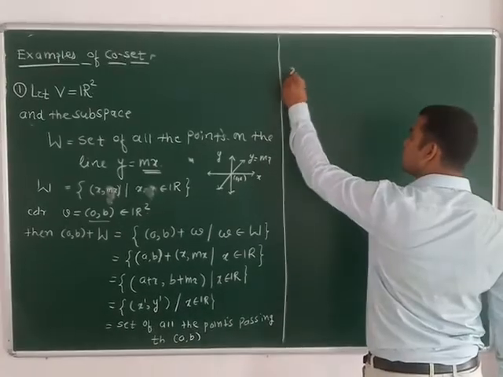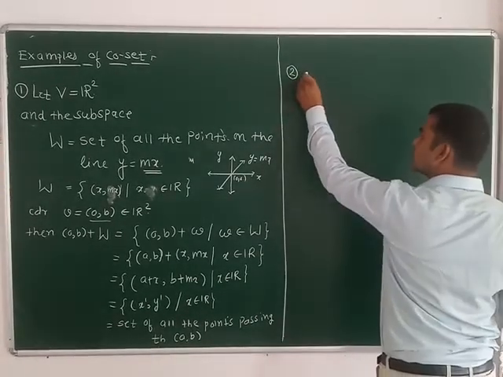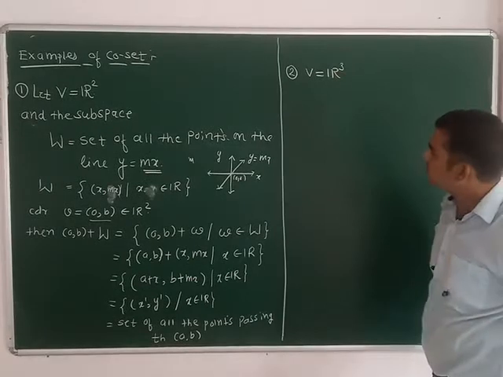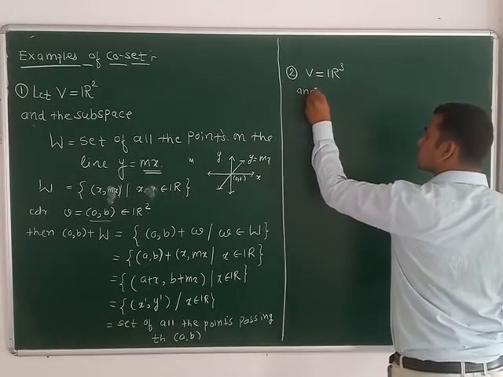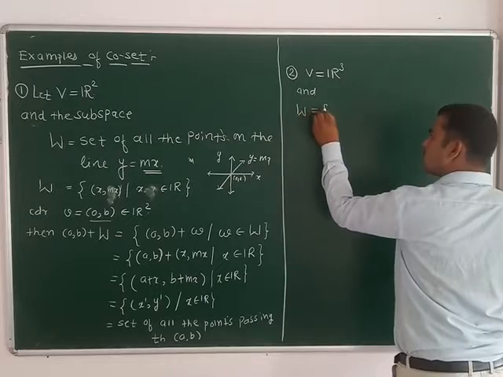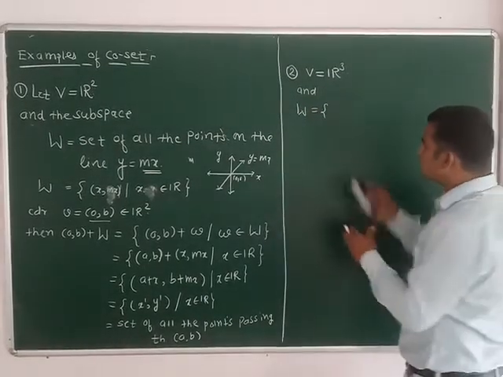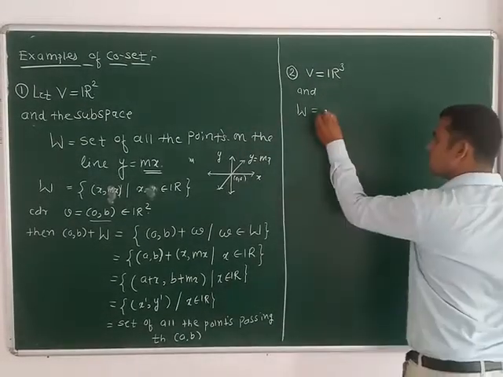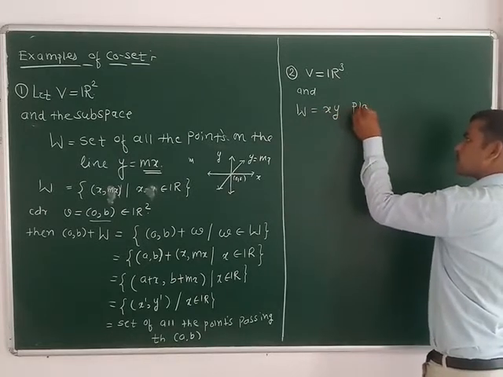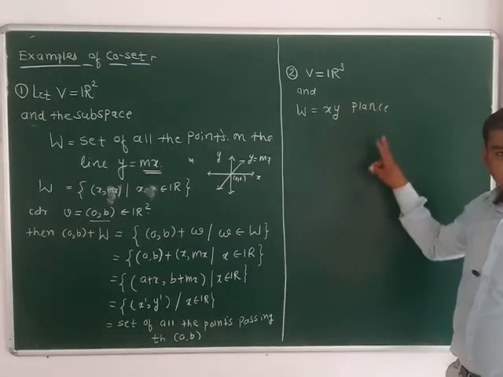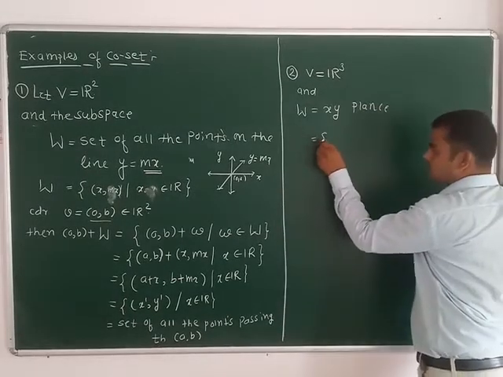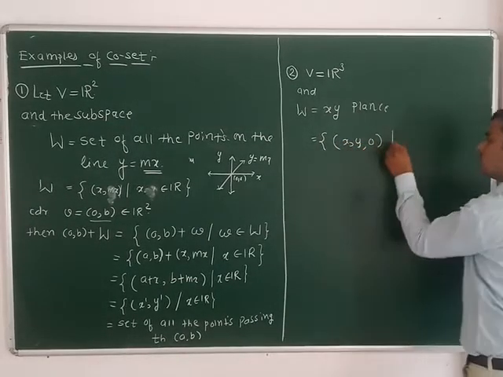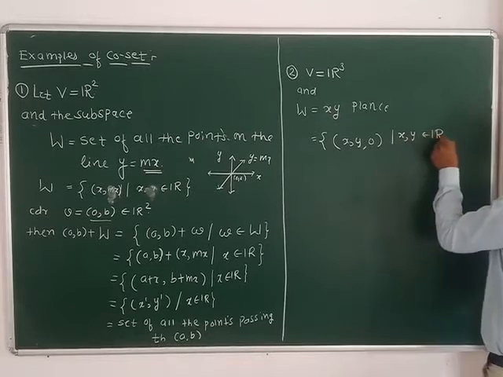Now consider the second example. Here consider the vector space P is equal to R3, that is the three-dimensional vector space, and the subspace W is equal to, suppose we consider the xy plane. Then what is the equation of the xy plane? Z must be 0. So W is x comma y comma 0, where x and y belong to R.